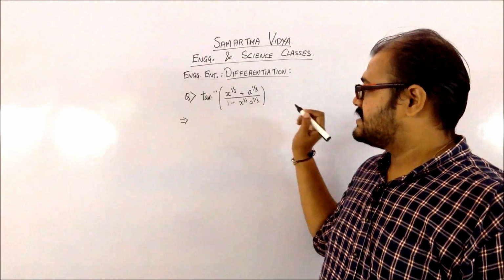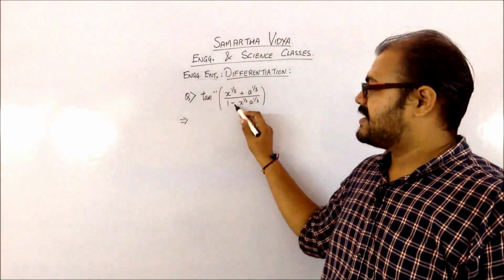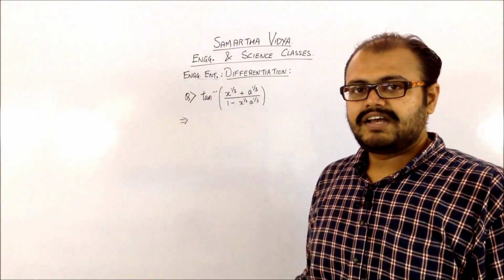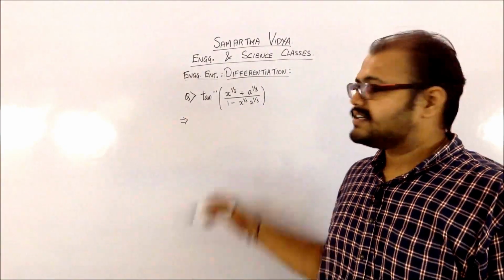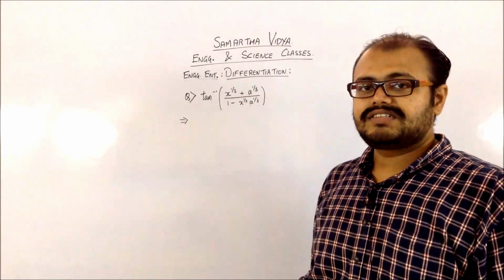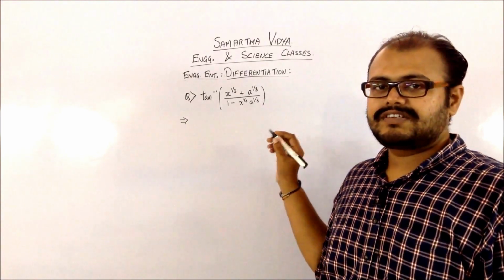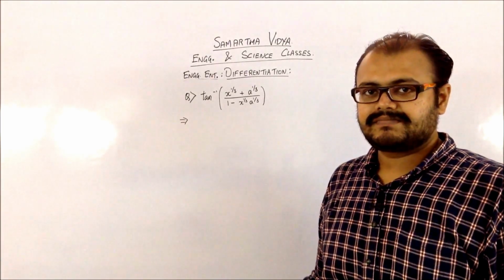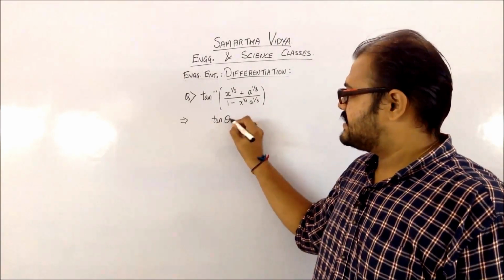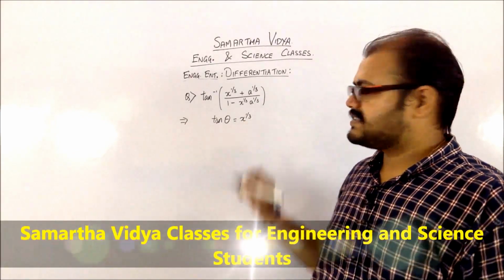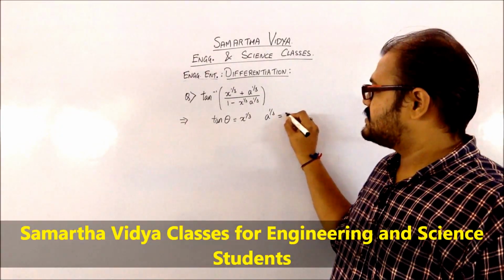But this is quite a standard thing, which is an addition of two terms divided by 1 minus the multiplication of the two terms. If you have an addition and a subtraction with 1, or a subtraction and addition of two terms with 1, then this case is of the form of the formula for tan of a plus b. So what you need to do is substitute tan theta as x upon 1 by 3, and substitute a raised to 1 by 3 as tan phi.